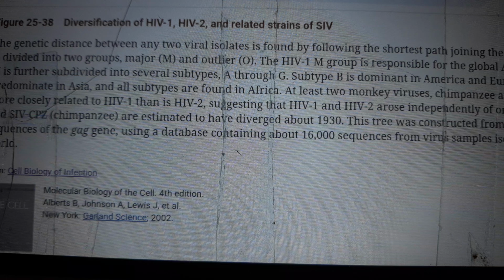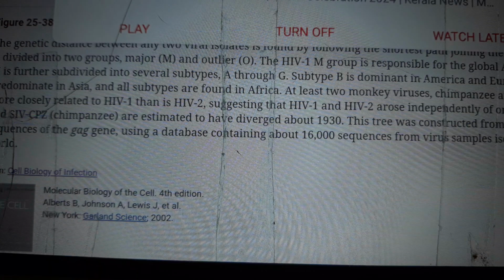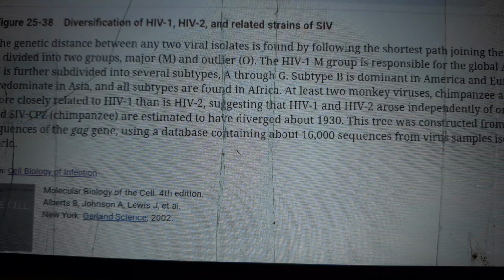HIV-1 and SIV-CPZ from chimpanzee are estimated to have diverged about 1930. This tree was constructed from the nucleotide sequence of the GAG gene, using a database containing 16,000 sequences from virus samples isolated around the world.